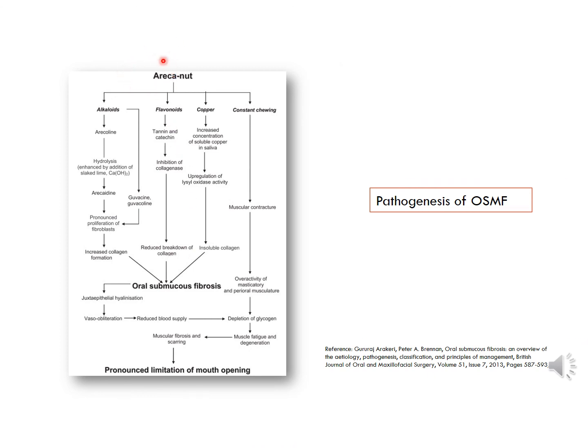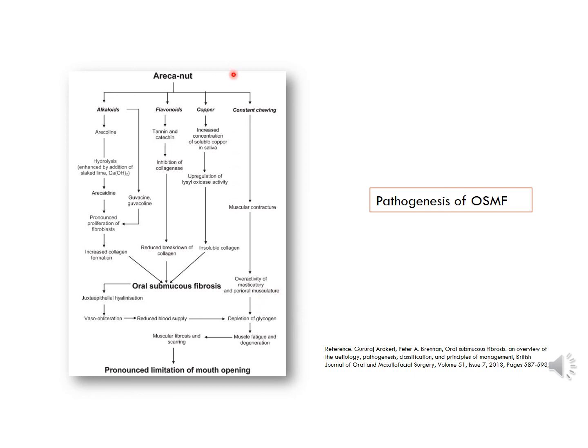The alkaloids lead to the release of arecoline, which hydrolyzes, and this hydrolysis is enhanced by the lime, which is calcium hydroxide basically, which leads to arecaidine formation, pronounced proliferation of the fibroblasts, increased collagen formation, and thus leading to one aspect of the oral submucous fibrosis. So if you look at the term oral submucous fibrosis, that means there is something that is taking place submucosally, and that change that is taking place is leading to fibrosis.